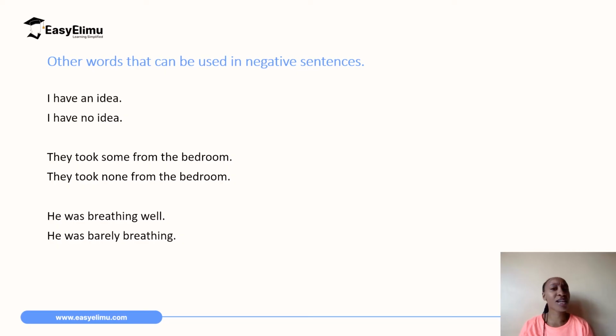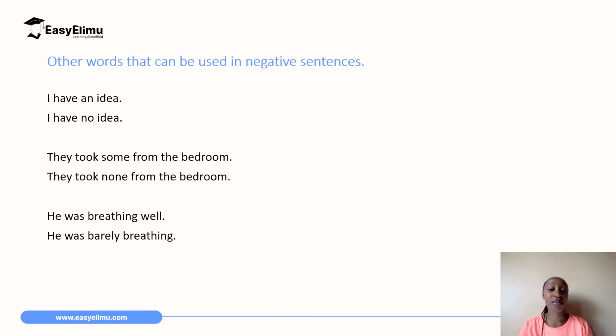So there are some words that can be used to show negation apart from the word not. For example, I have an idea. You can say I don't have an idea, but you can also say I have no idea. So no is a word that can be used to show negation. They took some from the bedroom. That is in the affirmative. And then they took none from the bedroom. None is a word that can be used to show negation.